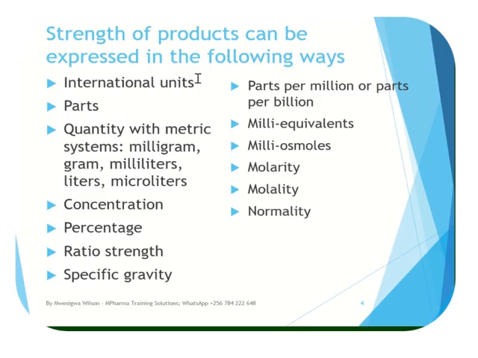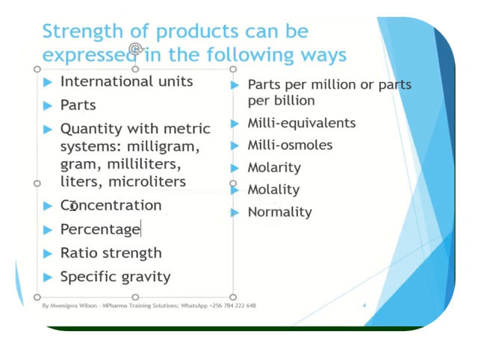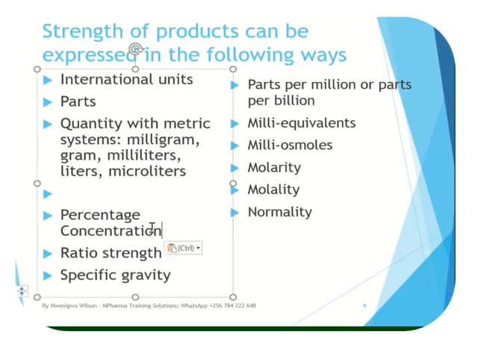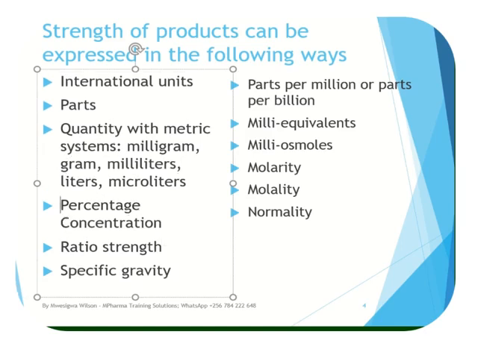These are the different ways of how we can express the strength of a pharmaceutical product. International units, parts quantity, just using the metric system, as we've seen earlier. Percentage concentration, so we can just change to percentage concentration, can be another way you can express the strength of the active drug. You can also have parts per million, milliequivalents, milliosmoles. I shall be going further into these ways of expressing the strength of pharmaceutical products.